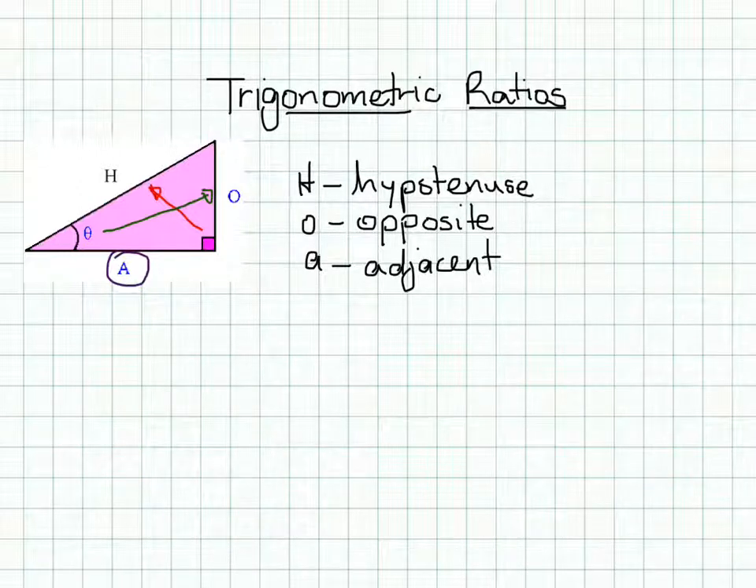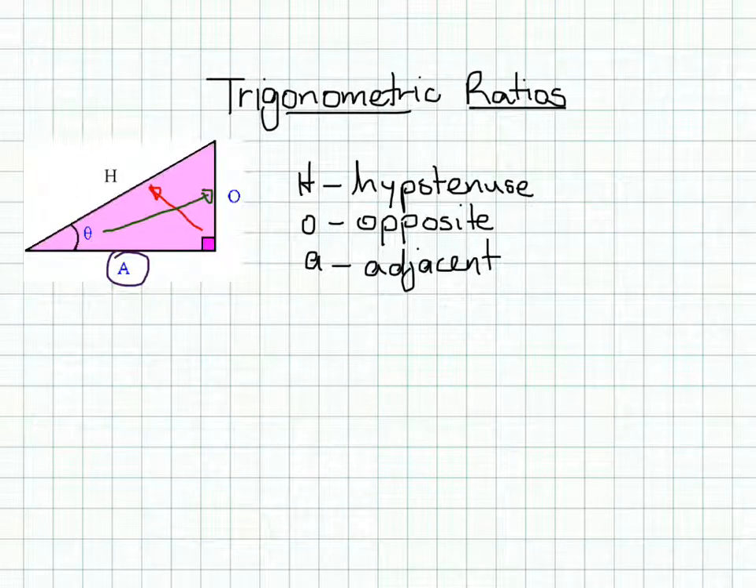First of all, before you try solving anything, where is your hypotenuse? Always opposite the right angle. Your opposite side is always opposite the angle, and your adjacent side is usually touching that angle along with the hypotenuse. That's fine. So now we have our trig ratios.